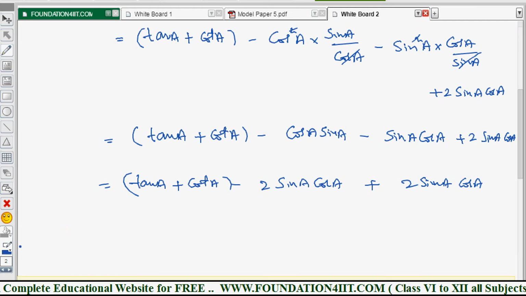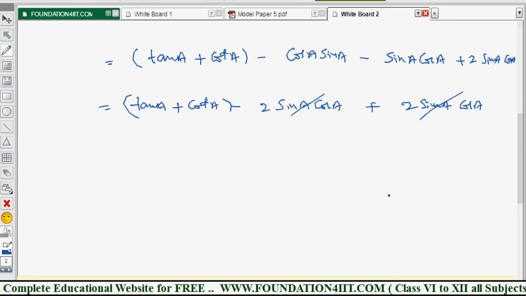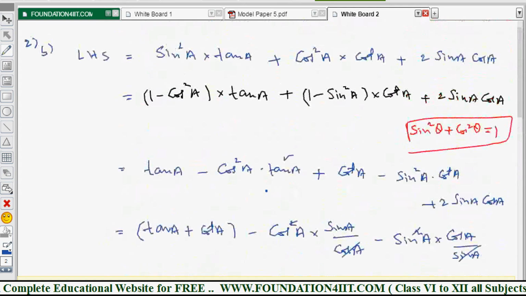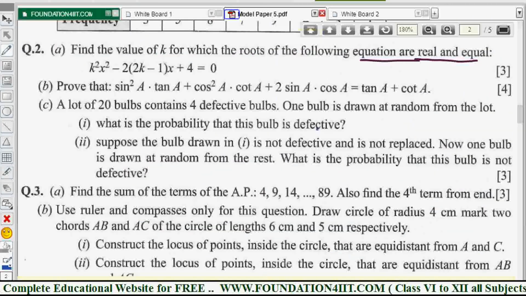Now you can cancel these both, minus 2 sin A cos A plus 2 sin A cos A, that's it. Now remaining is tan A plus cot A. So this only is the RHS. To prove this, first we took sin square and cos square and converted them into 1 minus cos square and 1 minus sin square. We take LHS and finally, applying the trigonometric formulas, you should prove the RHS. Okay, let's see the next one.